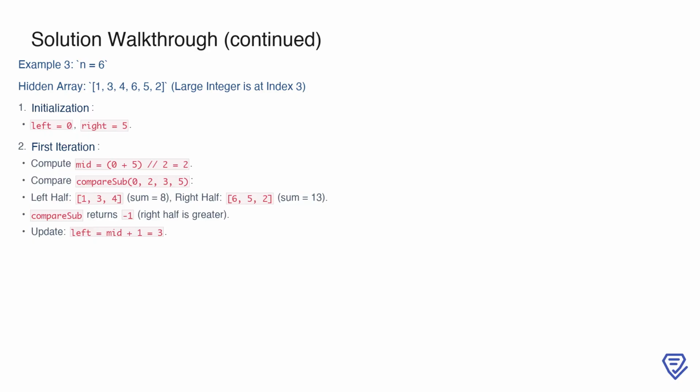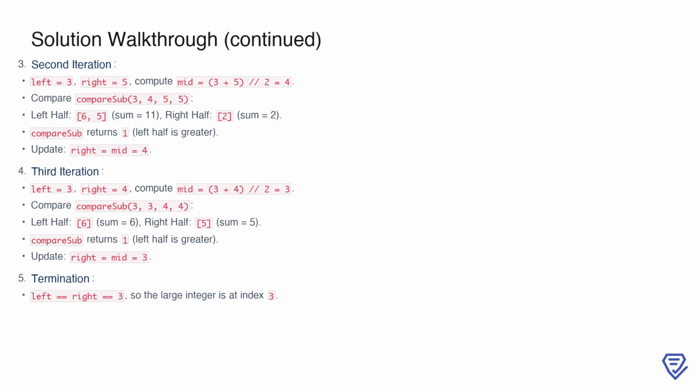Since the compare sub result is -1, indicating the right half is greater, we update left to mid plus 1, setting it to 3. With the range now reduced to indices 3 through 5, we proceed to the second iteration, calculating mid as (3 + 5) // 2, which gives us 4.